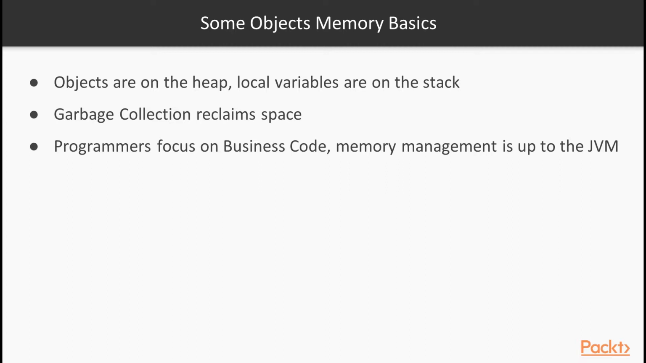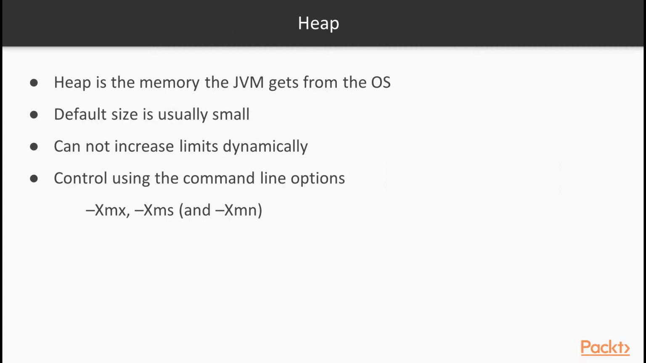When we are programming in Java, then programmers focus on the business code and memory management is up to the JVM. The heap is just memory that the JVM gets from the operating system. It's nothing mystic. The default size is usually small. And if we started a JVM and we configured it, there's no way to increase it afterwards. But we can control the size using the command line options -Xmx, -Xms and -Xmn, which is the size, the minimum and the maximum value. The actual heap can increase and decrease its size, calling the operating system between Xmx and Xmn, but not above that or below that.